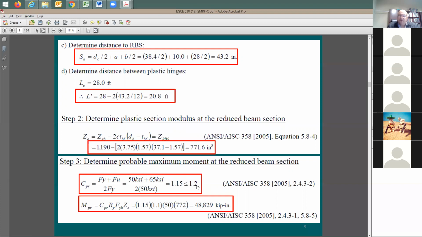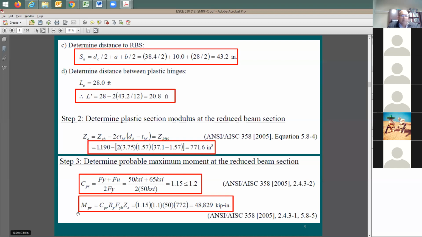Now my question: if you have a given steel and it turned out to be 1.25, what value would you use? Would you change the steel or just use 1.2? So in this case, you're going to cap it at 1.2, which means just use 1.2, don't change the steel.